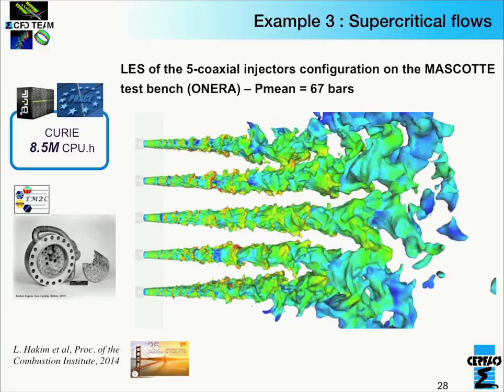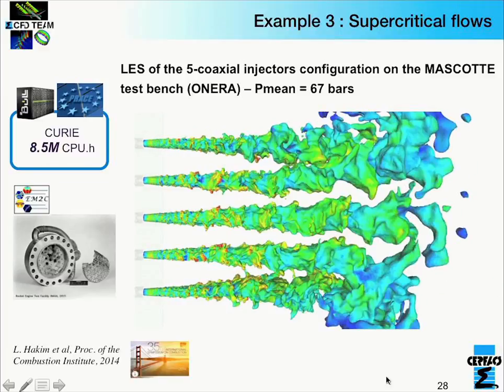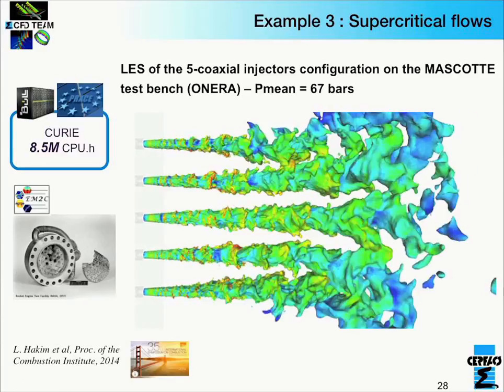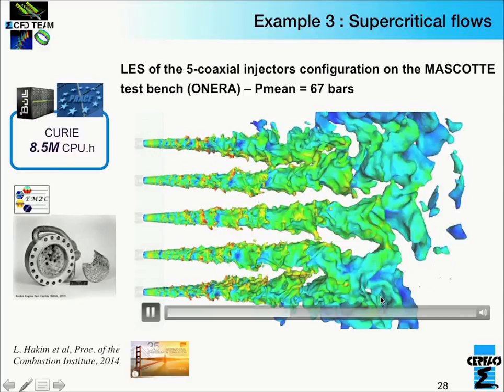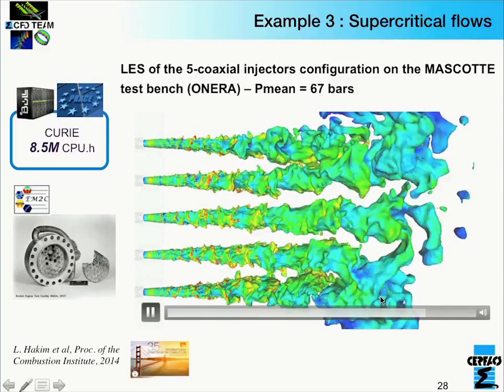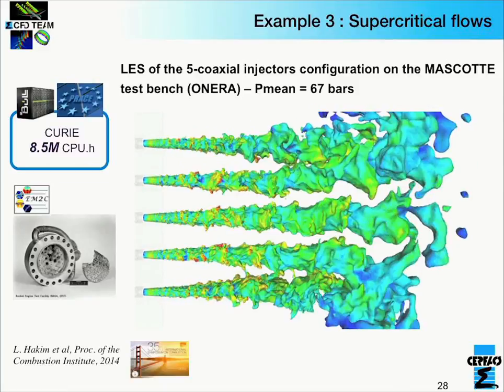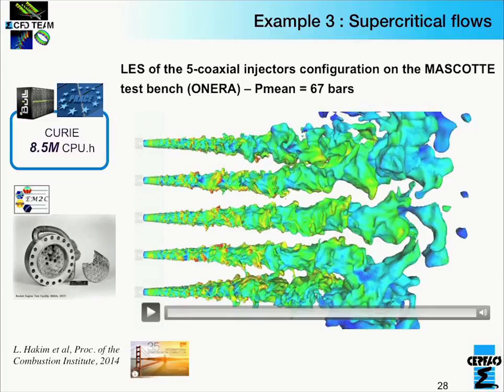So you can imagine that each of these injectors contains the same flow that I just showed on the slide before. These are extremely expensive simulations, and we used PRACE resources. PRACE is a structure in Europe that gives access to very high-end computing centers and computing power. And so this is what we get.